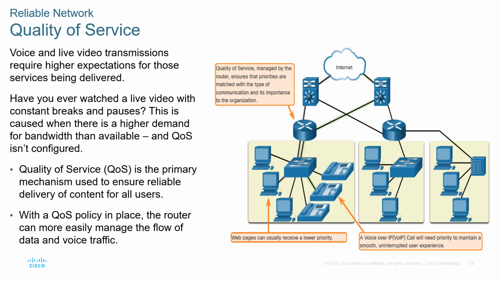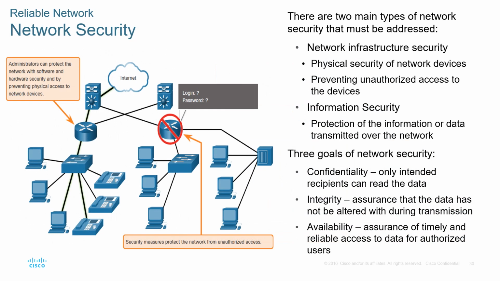For quality, we have to make sure that all the devices receive the same bandwidth and speed, and that the router can easily manage the flow of traffic. Network security is not only about physical security. Network security should protect from unauthorized access to your device and also protect your information.